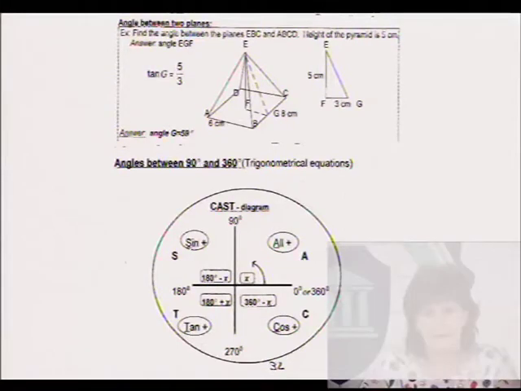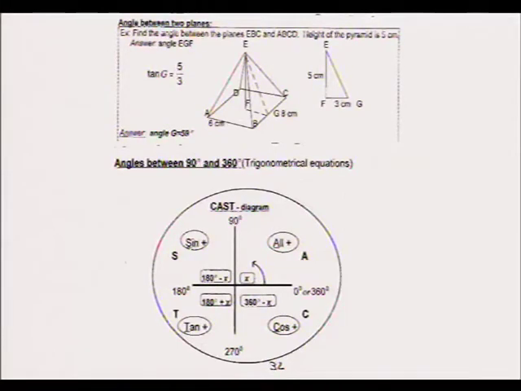And again, the angle between 2 planes. You can make it separate and make your drawing. You can draw it, and then it's easy to see what you have to find.